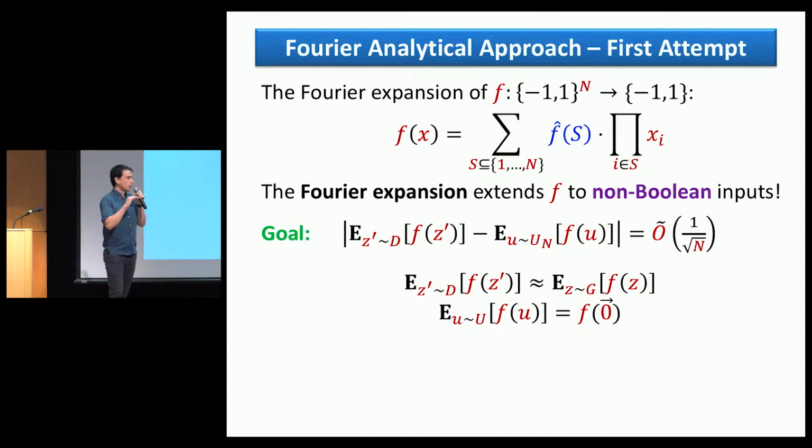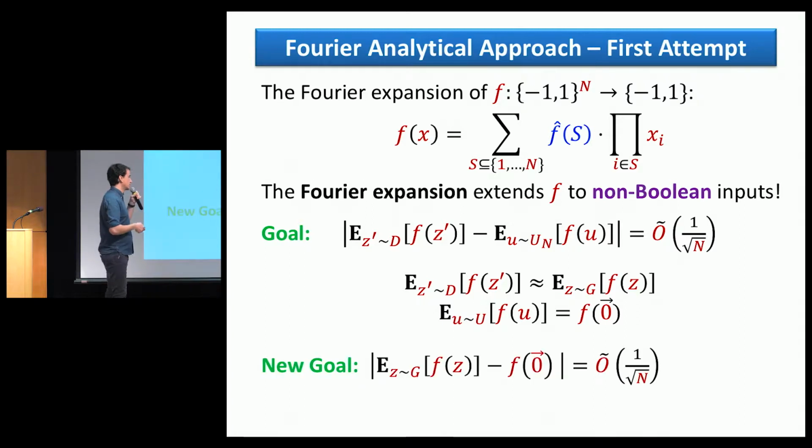Okay, so this allows us to go from the discrete setting into the continuous setting. So now we can replace this thing with the expectation over the Gaussian distribution. And here, in order to even interpret this f of z, we need to think of the multilinear extension or the Fourier expansion. And I replace this by the value of f on the all zeros vector. So that's what I want to show now.